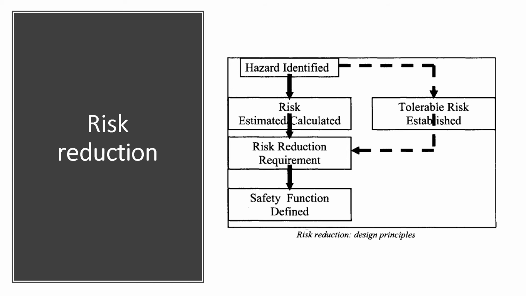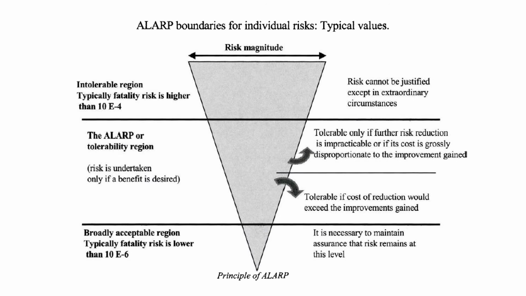This principle has a fundamental impact on the way we have to design a safety system, as shown in the diagram. The concept of tolerable risk is illustrated by the following diagram, showing what is known as the principle of the ALARP. ALARP is a principle recognizing that there are three broad categories of risk: negligible risk, tolerable risk, and unacceptable risk.